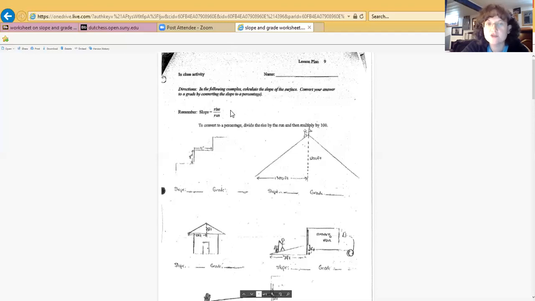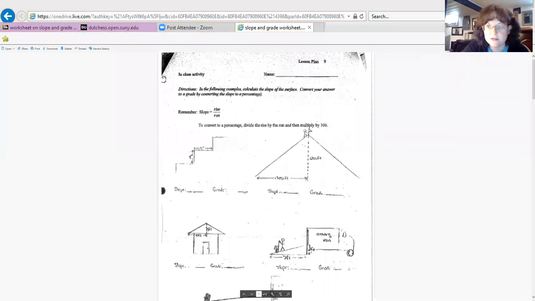Think about how you naturally step with your foot. You have to raise your foot first. So rise comes before run, okay? Now let's get into some of these examples. I'm going to annotate this as we go.